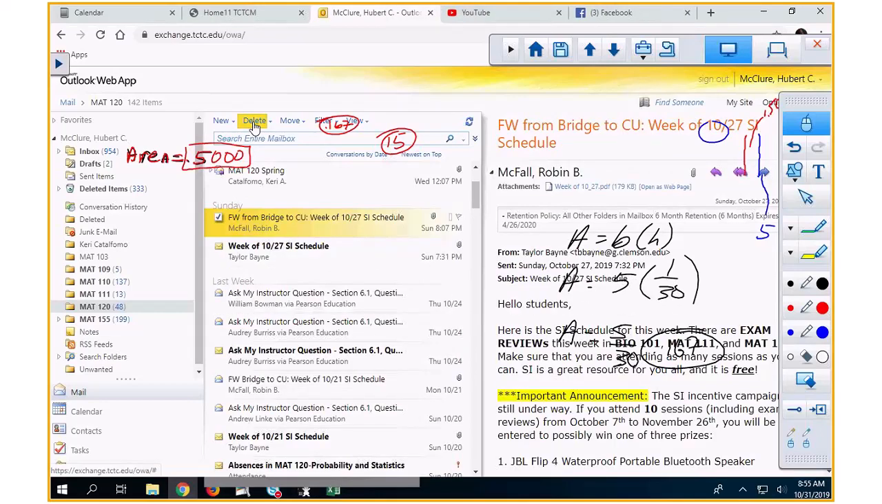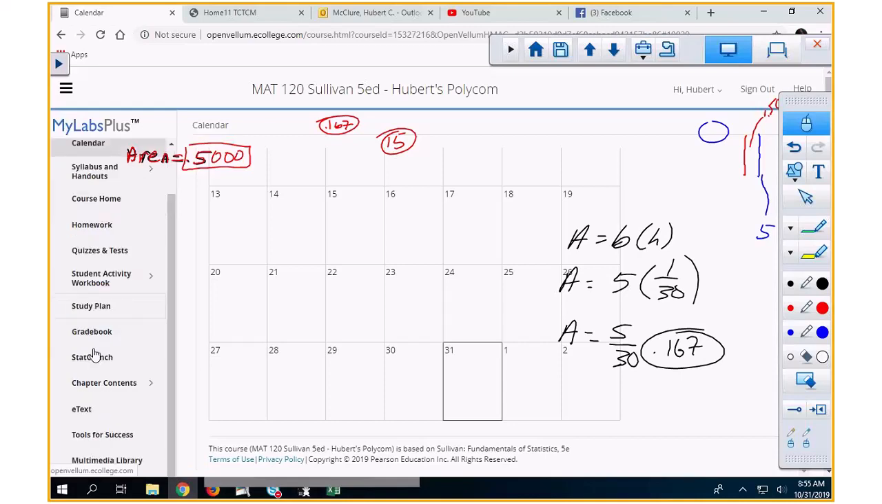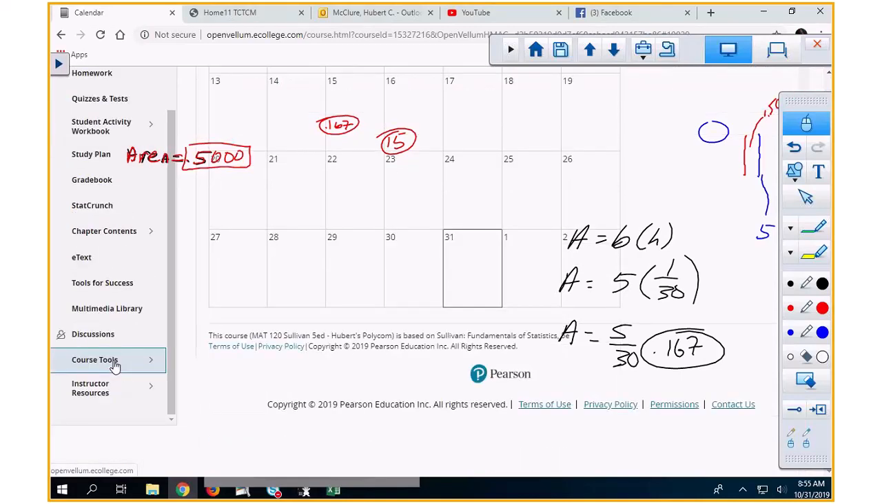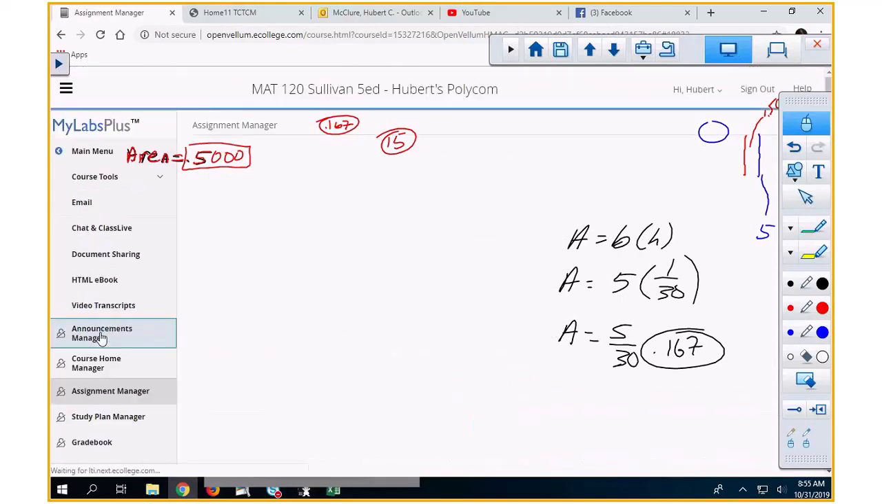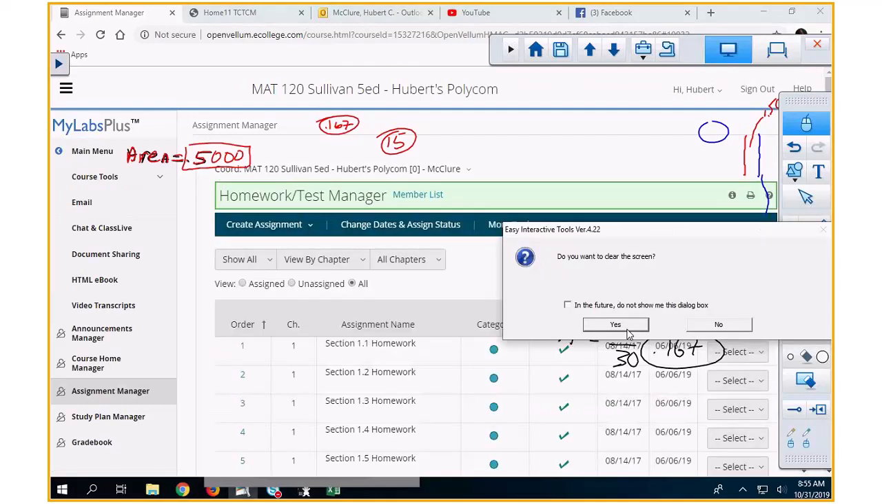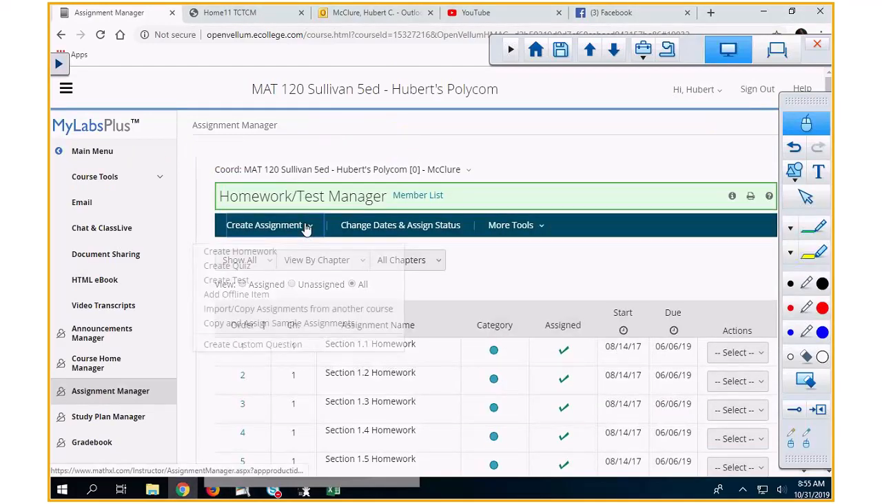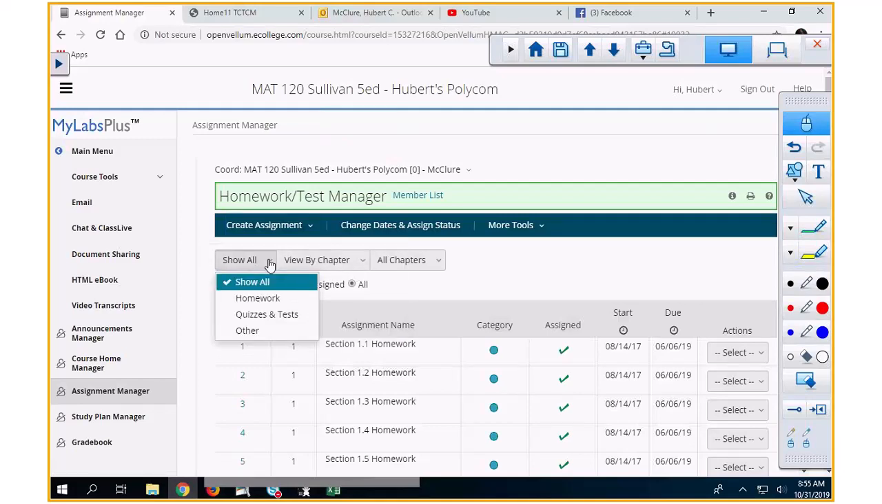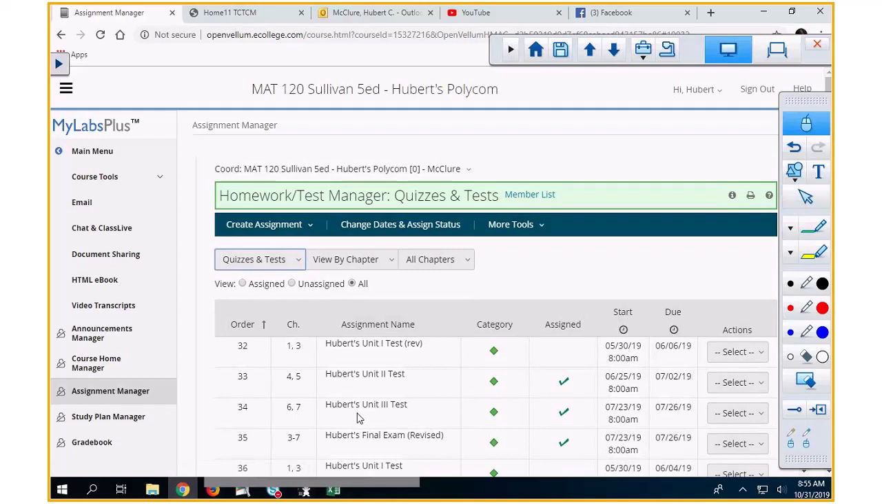Now let's go over the test. Course tools, assignment manager. Test. And there is the Unit 3, is it Unit 3 test? We're in Unit 3? I hadn't set it yet, so let me go ahead and set it.